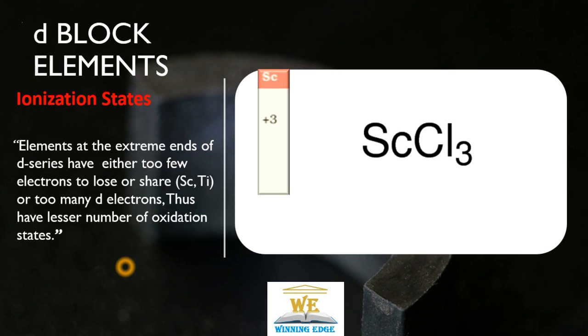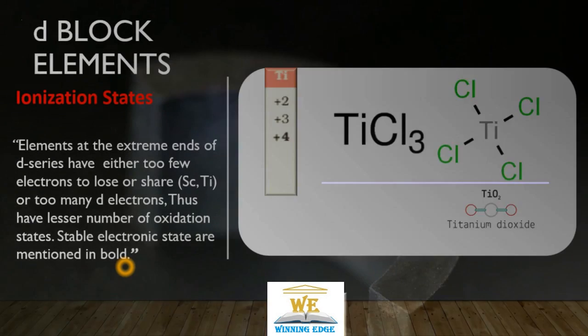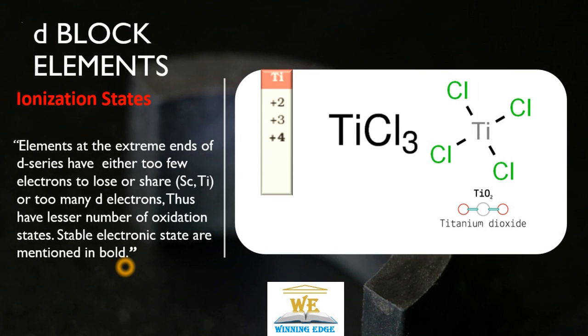Scandium has shown only +3, as in scandium trichloride. Next element, we have titanium. It shows +2, +3 and +4. But +4 has relatively greater stability, because after +4 it loses all its electrons and makes strong covalent bonds. TiCl3, titanium tetrachloride, titanium dioxide.